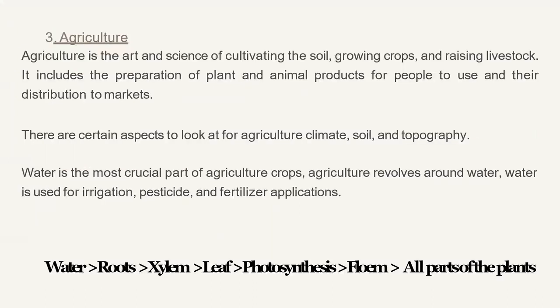Agriculture. Agriculture is the art and science of cultivating the soil, growing crops, and raising livestock. It includes preparation of plant and animal products for people to use and their distribution to market. There are certain aspects to look at for agriculture, such as climate, soil, and sustainability. Water is the most crucial part of agriculture. Plants, such as crops in agriculture, need water to survive.